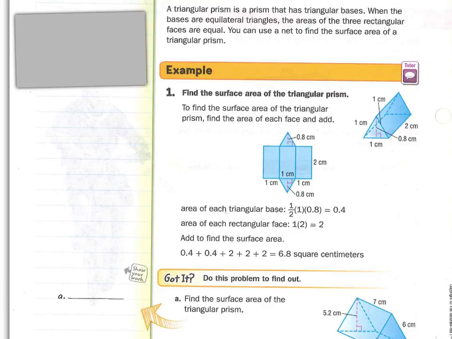So you've got your data here. Your base is 1 centimeter. The height is 0.8 centimeters. The area of the triangular base is 1/2 times the base times the height. If we do 1/2 times 1 times 0.8, and remember 1/2 is 0.5, let's not forget that, then our area of the triangular base is 0.4.